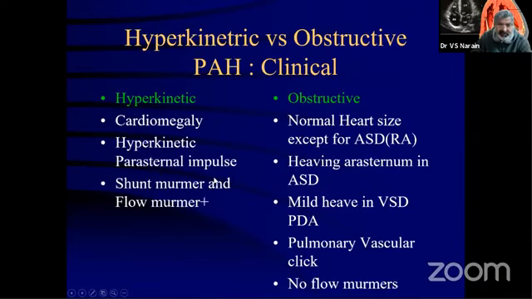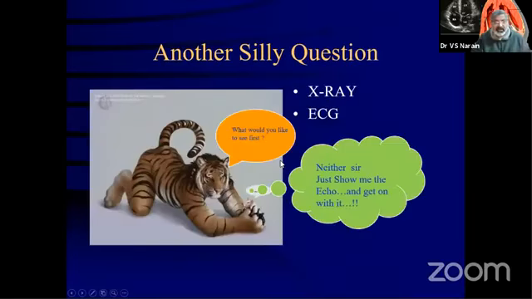Here, there will be a hyperkinetic parasternal impulse. Pulmonary vascular clicks will be heard and no flow murmurs, as they were so prominent in a hyperkinetic situation, will not be present. So it is not difficult to differentiate between a hyperkinetic PH and an obstructive PH, because in both situations, P2 will not help you differentiate. P2 will be loud in both situations, but if you have no flow murmurs, if you do not have any significant heave, and the heart size is normal, you're probably dealing with an obstructive type of pulmonary arterial hypertension. So that was the clinical presentation.